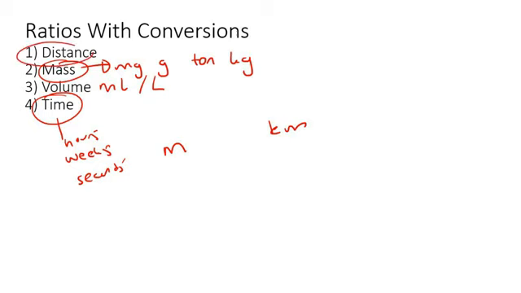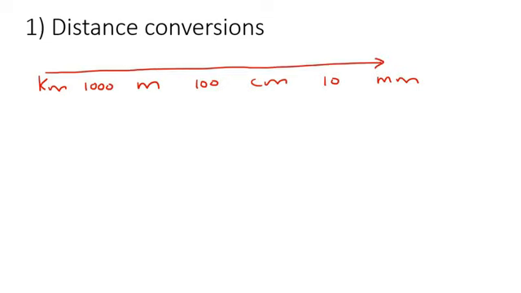Okay, so we're going to start with distance. With distance, I just want you to write down the following. We've got kilometers, then meters, then centimeters and millimeters. Now in between here, I want you to put the number 1000. Then in between here, 100, and then in between here, 10. Then if you're going from kilometers to millimeters, you're going to multiply. And if you are going the other way, you are going to divide. Let me give you some examples so you can see what I mean.